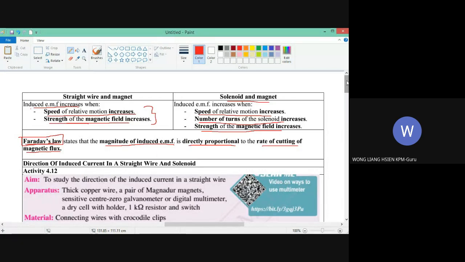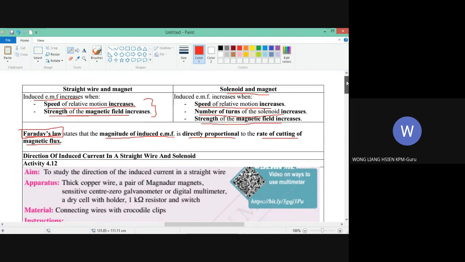Okay, let's continue. So until here, what we learned is how to produce the induced EMF. We learned that when we cut the magnetic flux in the opposite direction, the direction will also be different. The third thing that we learned is how to make the induced EMF stronger. Until now, these are the three things that we learned. How we can make the induced EMF stronger can be explained in Faraday's law.